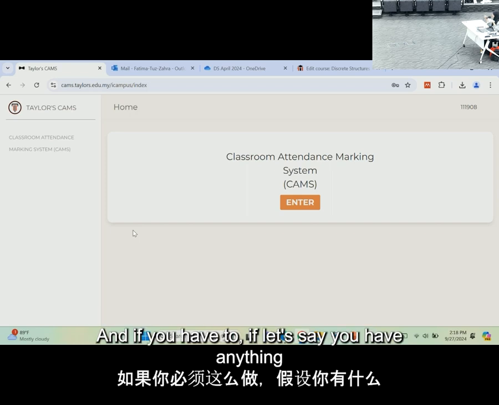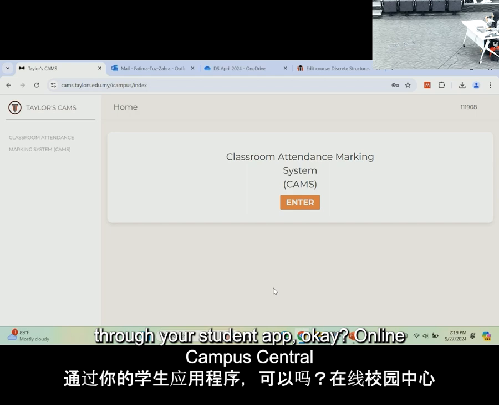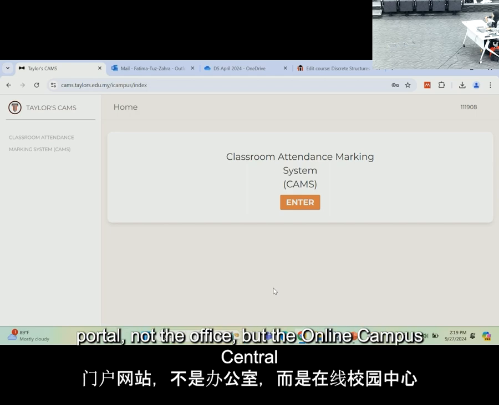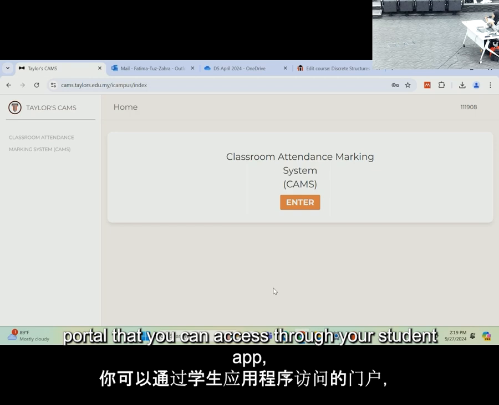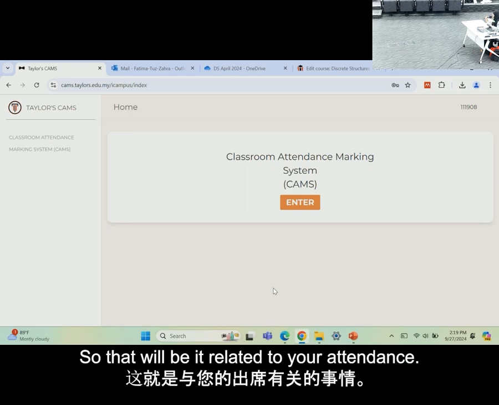Clear cut, okay? And if you have anything and you cannot come to the class, apply for leave through your student app, okay? Through the online Campus Central portal, not the office, but the online Campus Central portal that you can access through your student app. Apply for leave and attach a supporting document. So that will be it related to your attendance.